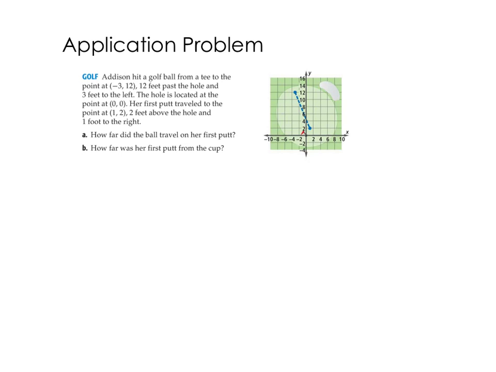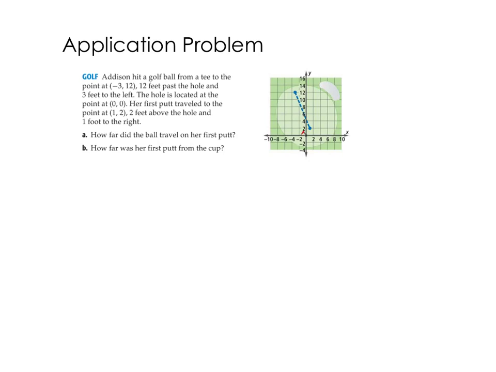Okay, let's look at one application problem using the distance formula. So this application problem reads, Addison hit a golf ball from a tee to the point at (-3, 12), 12 feet past the hole and 3 feet to the left. The hole is located at the point (0, 0). Her first putt traveled to the point (1, 2), 2 feet above the hole and 1 foot to the right. So question A, how far did the ball travel on her first putt?